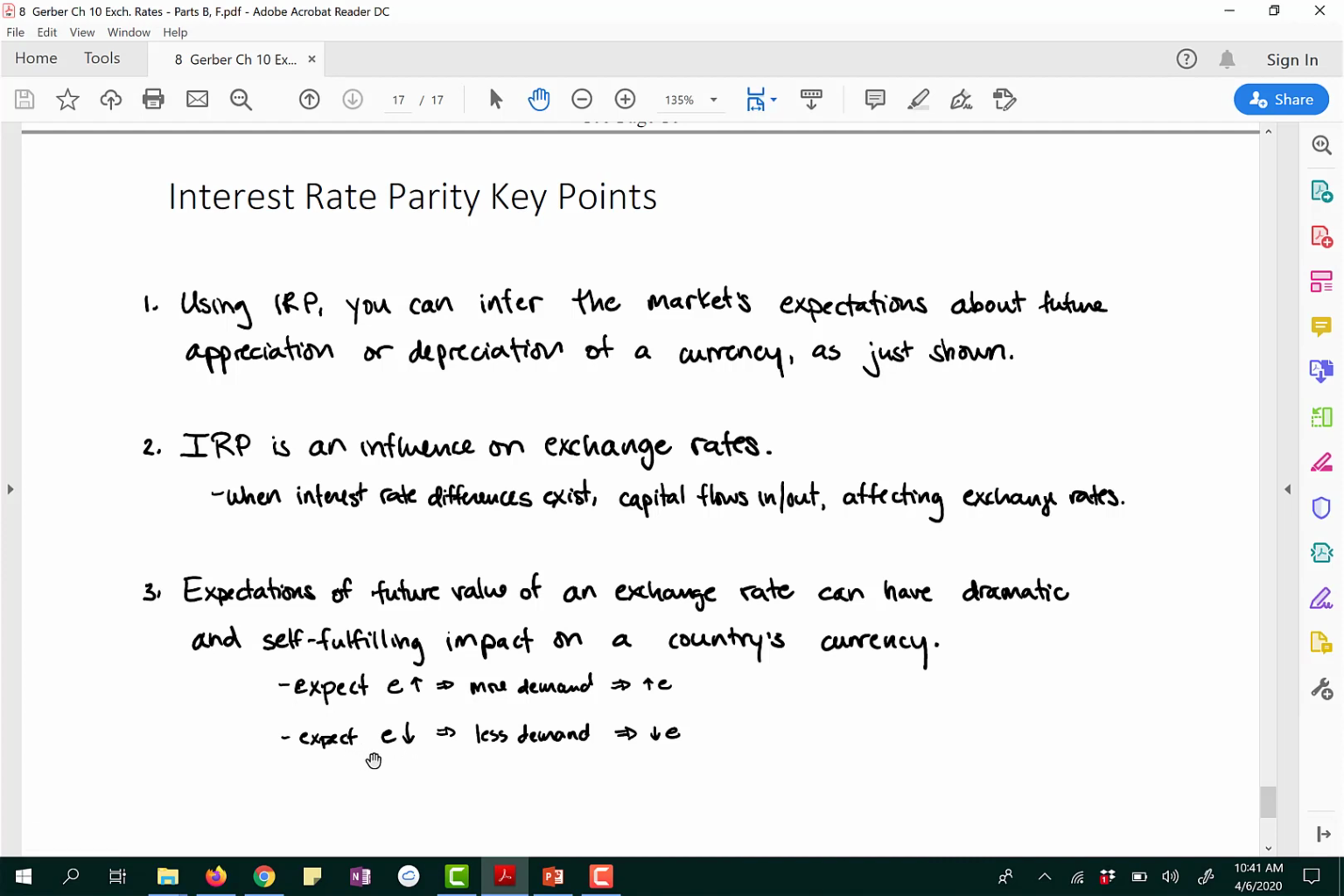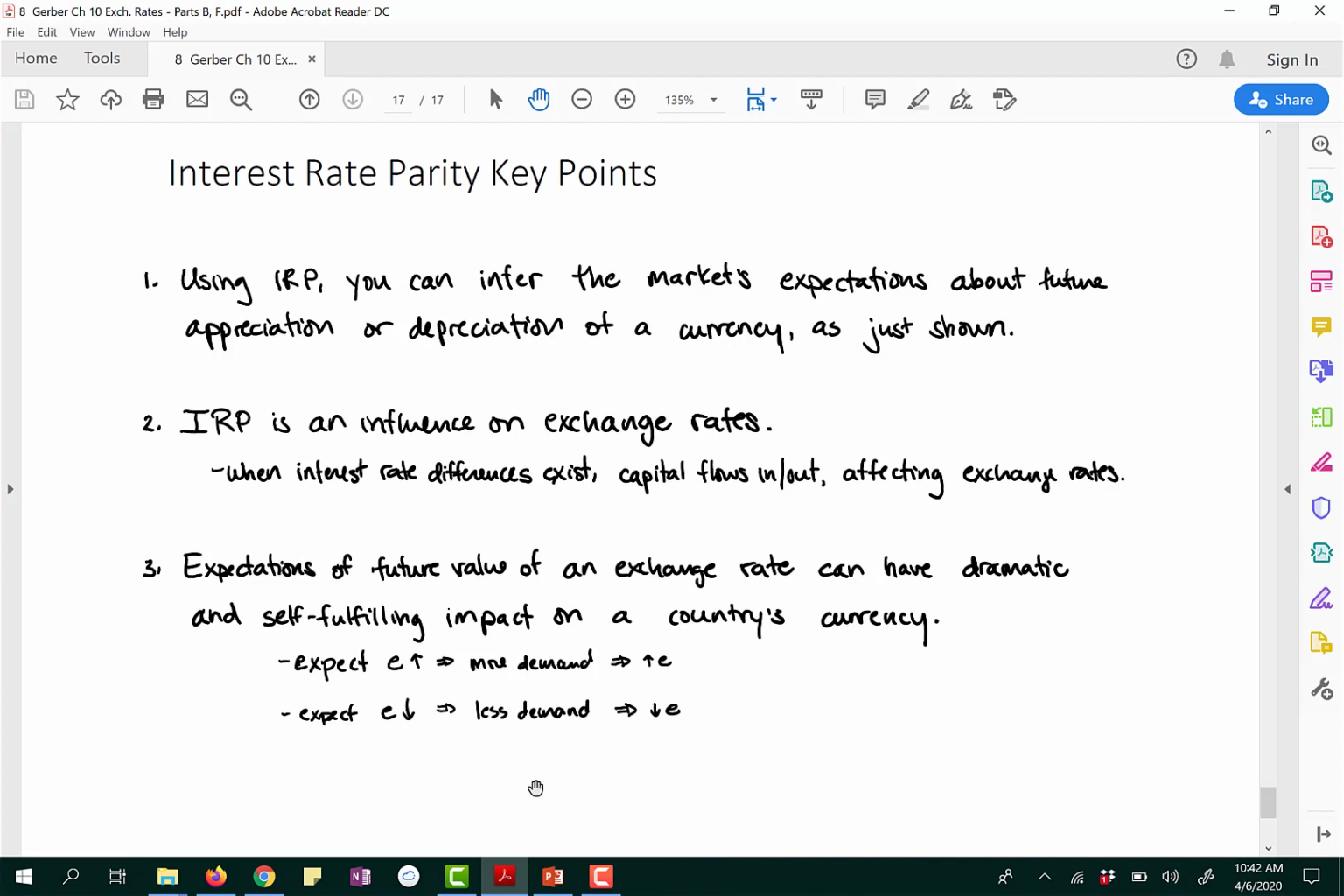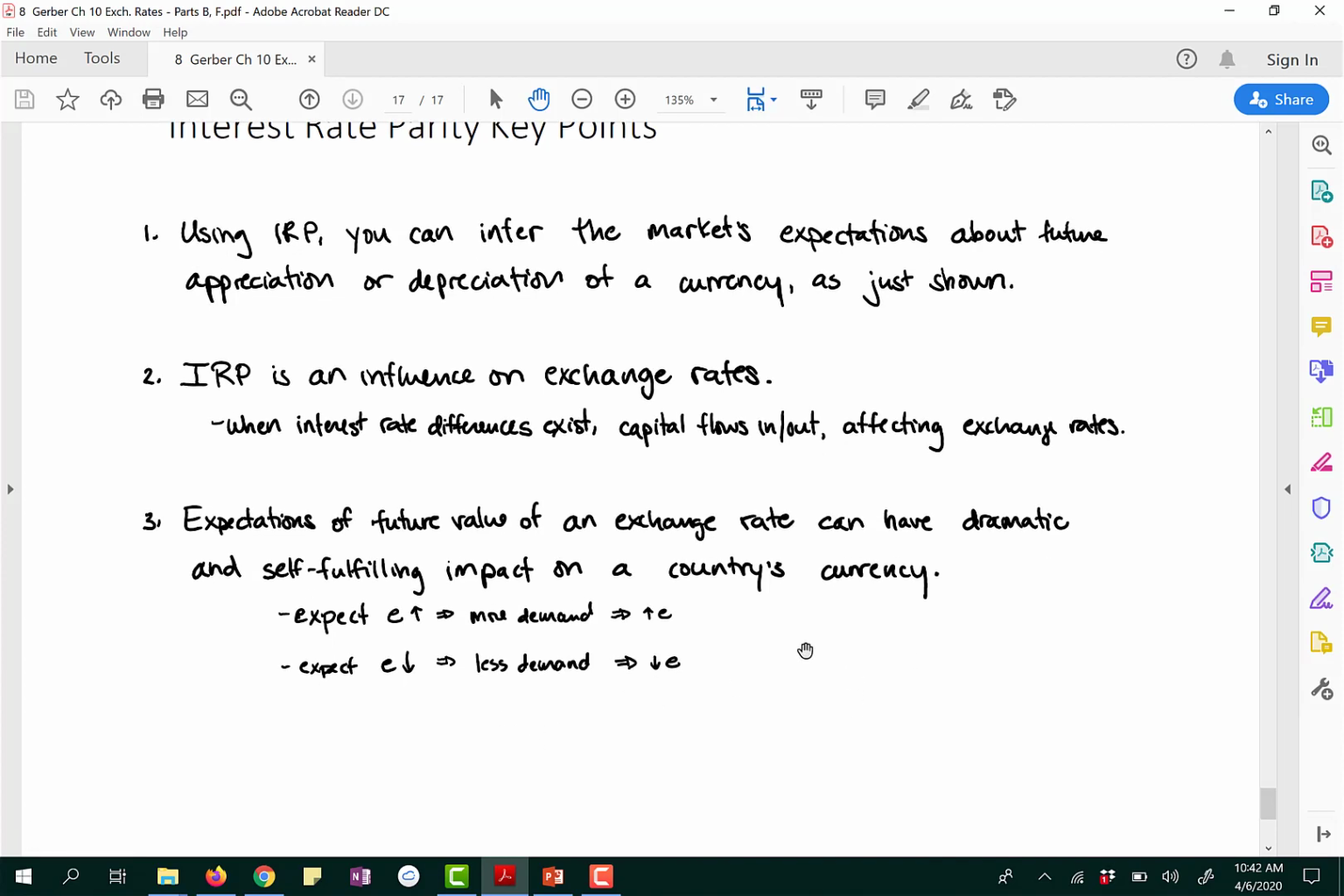Everyone rushes to buy a currency because they expect it to be stable and safe and maintain its value. If the international market widely expects a currency to depreciate, there'll be less demand for that currency and more supply. Everybody will be trying to sell it and offload it. And that essentially makes the currency depreciate. This is the story of a currency crisis, more or less. And we will discuss that in Gerber chapter 12 soon.